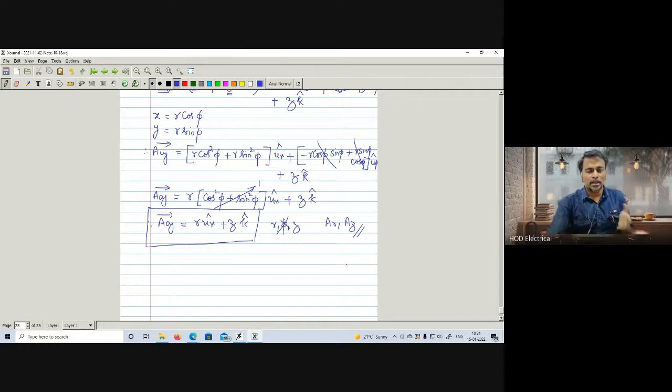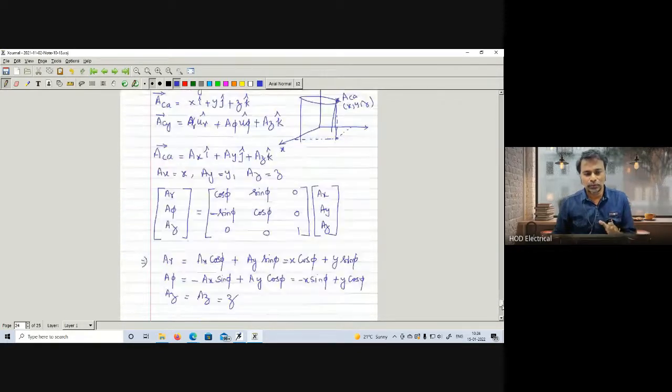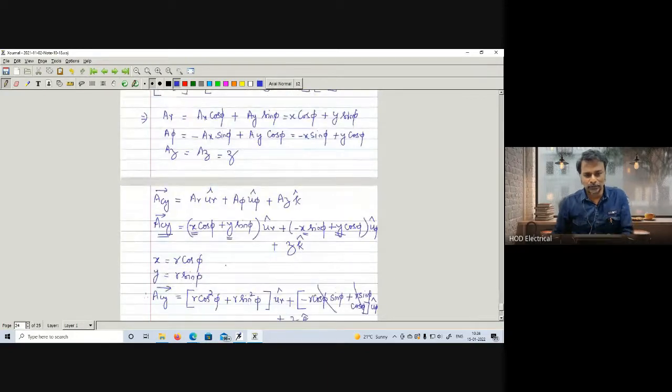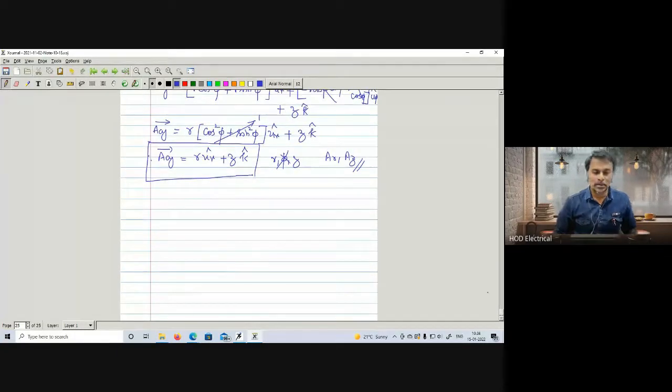So this is what we have to do to convert all these vectors from Cartesian to cylindrical coordinates. First you use this matrix, then substitute all those values, then check whether any Cartesian coordinates remain. The conversion from Cartesian coordinates to cylindrical we have already derived in the previous tutorial. Use it and finally we can solve this problem. So this is what we have to do.